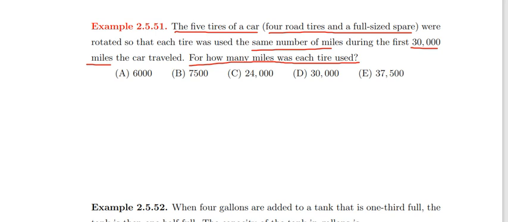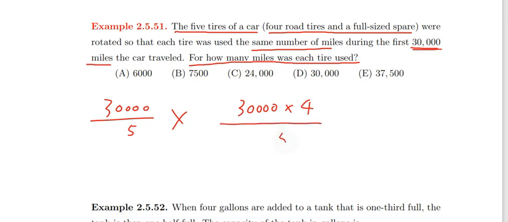So at first, maybe you can say the total mile is this thing divided by 5 tires. But this is totally wrong, because when the car travels so many miles, we need 4 tires. So for the tires, it should be the travel distance multiplied by 4, then divided by 5, since we have 5 tires. Okay, yeah.